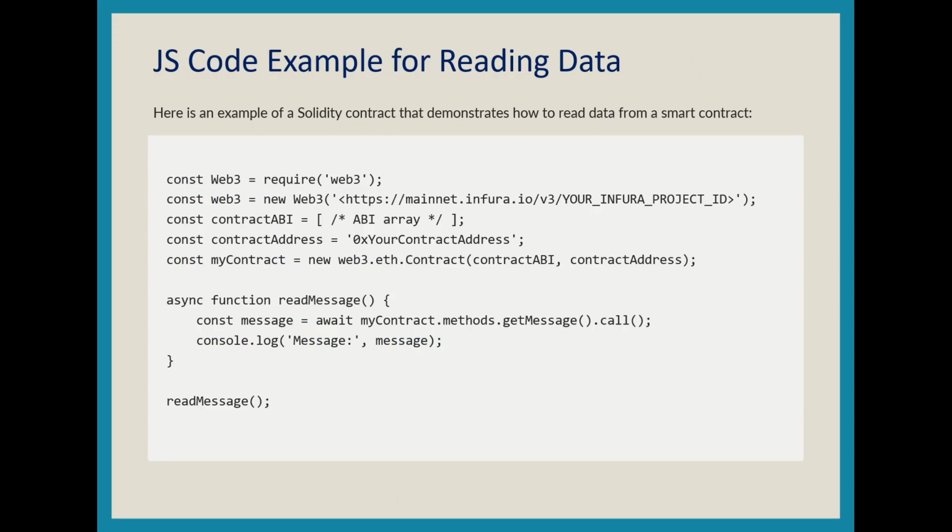So this is a JavaScript code example for reading data, which demonstrates how to read data from a smart contract. Okay, so let's go through this. First, you're importing the Web3 library. And this imports the Web3.js library, which allows you to interact with the Ethereum blockchain from JavaScript.